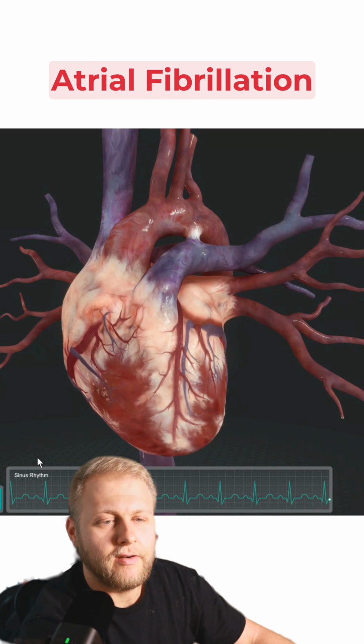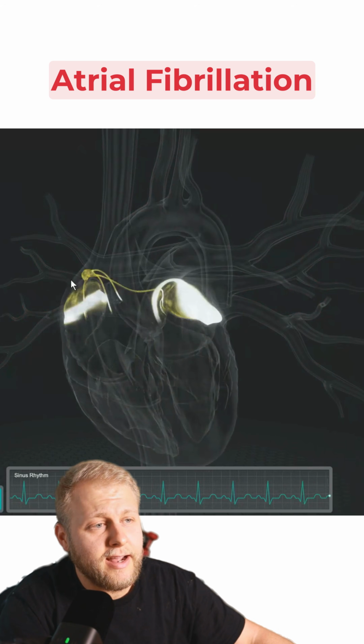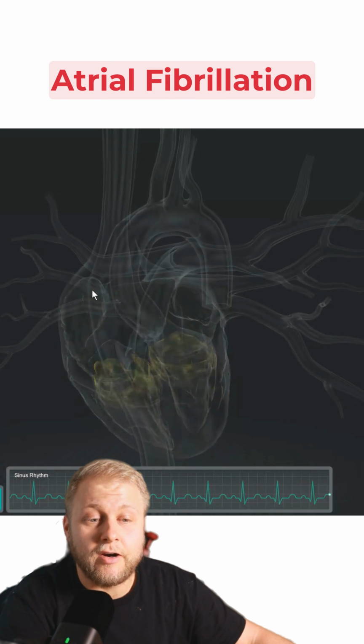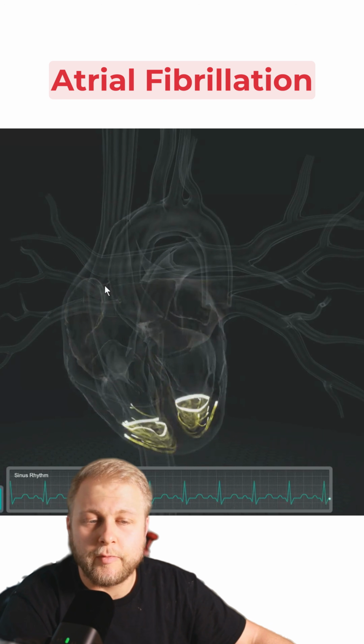All right, so first things first, every heartbeat starts in the SA node, right up here. The SA node is the intrinsic pacemaker of the heart. It tells the heart to contract at a rate of roughly 60 to 100 beats per minute, which is why that's our normal heart rate.